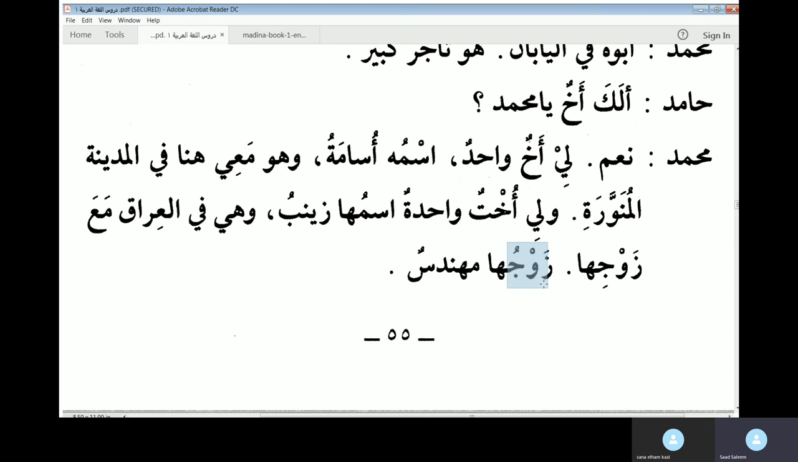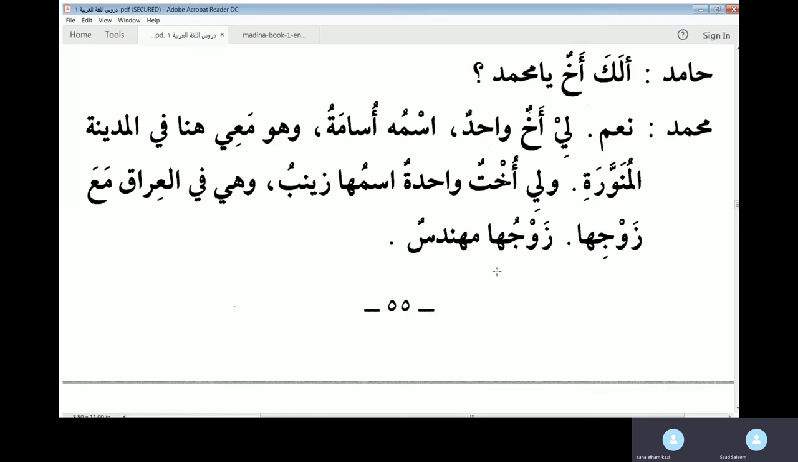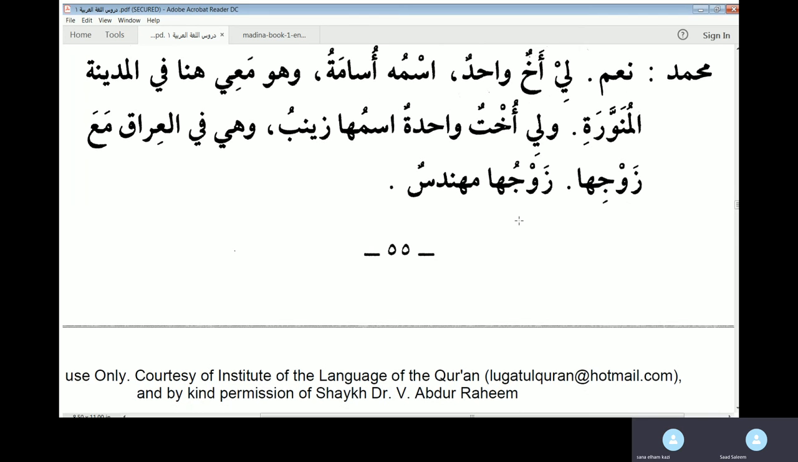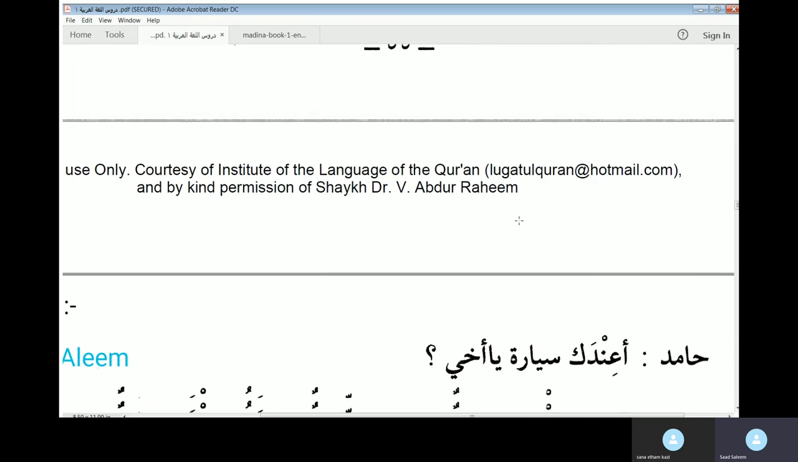In this, zawj is muzaf, and ha is the pronoun for muzaf ilay. But we will say fatha on ha, not kasra, right? Yes, because a kasra is not possible with ha. It is a pronoun, and it has alif. Next.